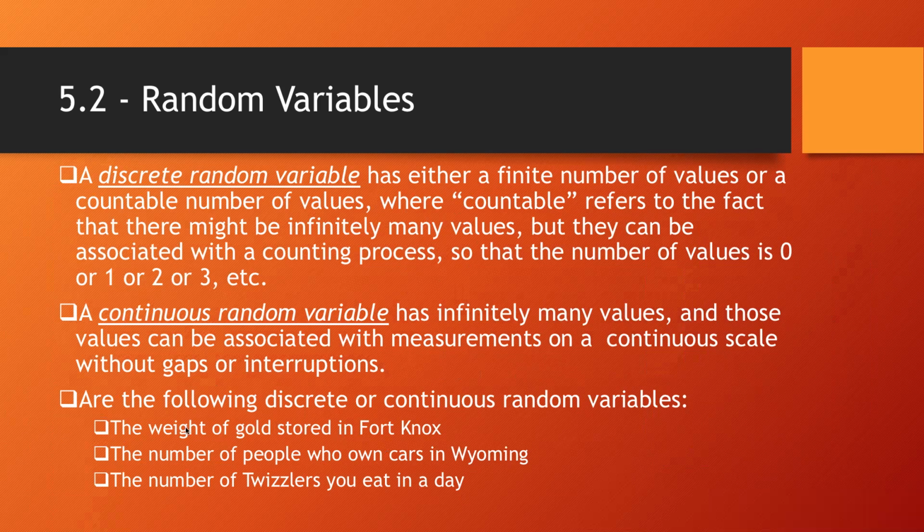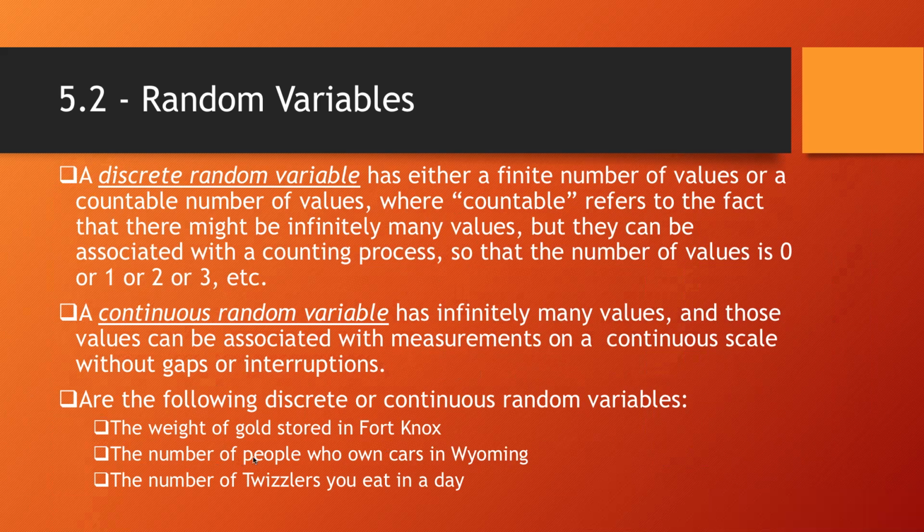Yes, so hopefully you figured out that the weight of gold stored in Fort Knox is a continuous random variable. Remember, it's like a weight, right? But let's suppose I asked you the number of gold bars, like individual bars stored there, then it'd be discrete. But in this case, since you're talking about weight, you should think continuous.